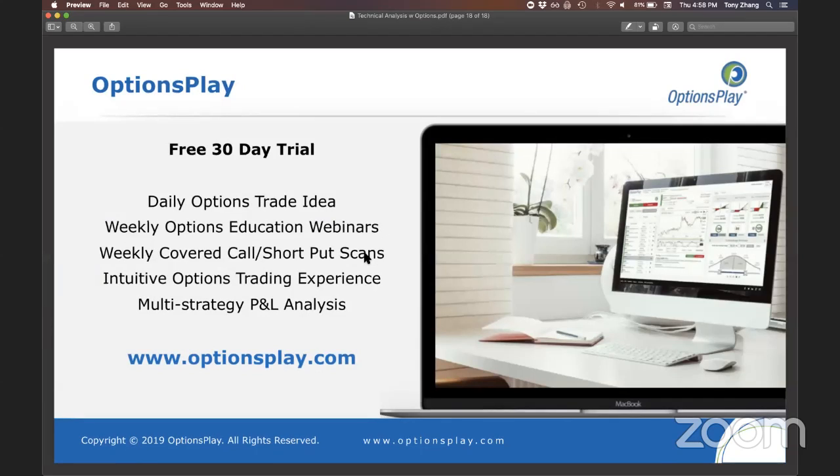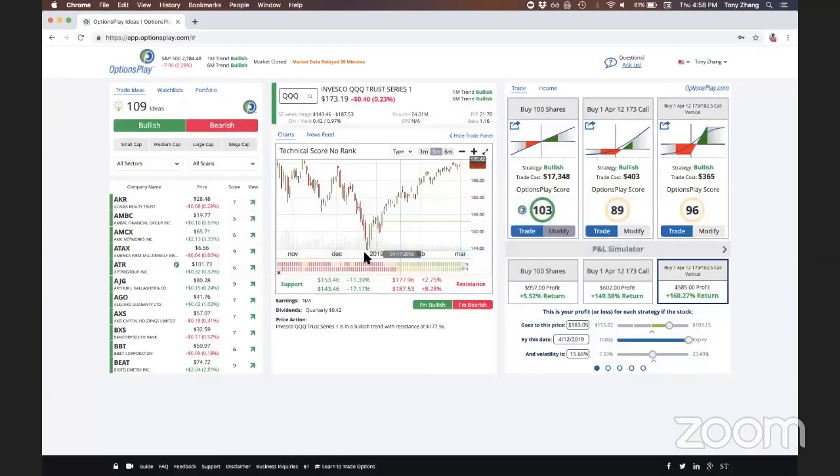So with that, what I want to do is jump over to options play. I don't have a lot of time, but I do want to go over a few different examples and show you, because I think the current market conditions really play into some of the things that I'm going to show you here today. So I have the Qs up.